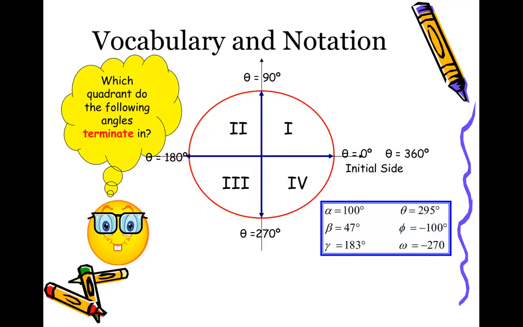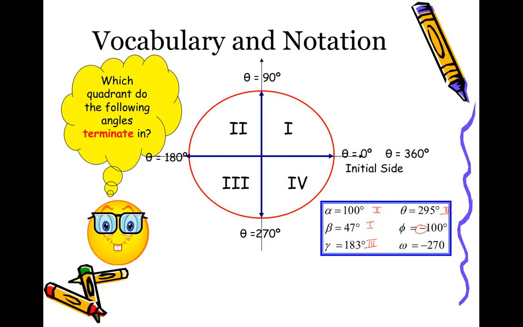Which quadrant do these angles terminate in? Which do they lie in or end in? Right here, 100 degrees, where does that fall? That's going to fall between 90 and 180, so this would be in quadrant 2. What about 47 degrees? That's between 0 and 90, so that's going to be in quadrant 1. 183 is more than 180, so that's going to end up in quadrant 3. 295, that's going to end up in quadrant 4.